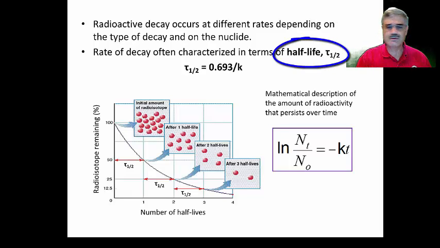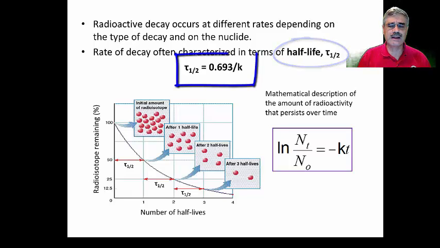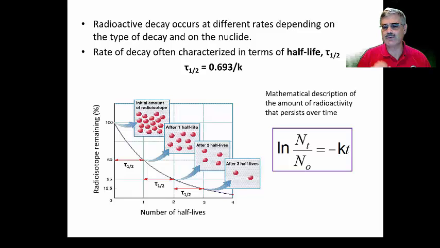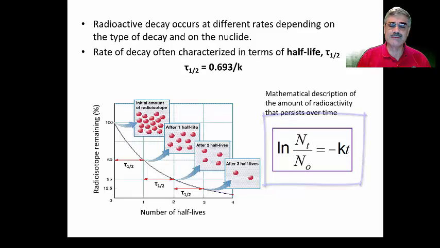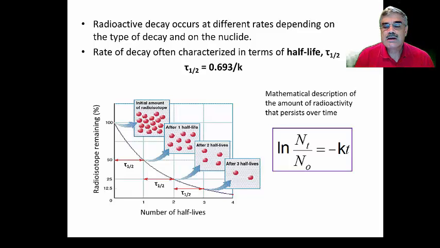Now, I show you this equation. Tau 1/2 is what we call a half-life. T is for time, or half-life. And I show you a relationship: 0.693 divided by k. Don't worry so much about what k is. And I show you a mathematical description. The ln, that's the natural log, that's a button on your calculator. The natural log of the ratio of the amount of the radioactive material at time t, that's N subscript t, divided by the amount of that radioactive material at time 0, that is when we start the experiment, is equal to minus k times time.